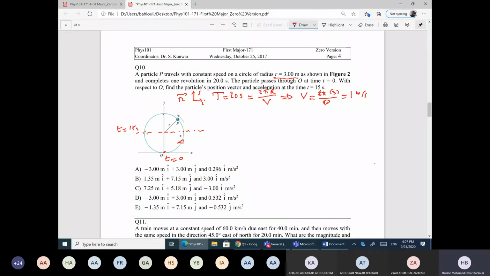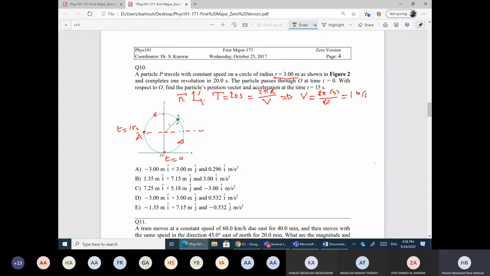Of course, I am taking the direction of the motion as counterclockwise. They didn't mention it, but I have to use one direction. Okay, so it moves from O to point A, the point A I hinted at just now in the picture. It moves from t equal to zero at O, counterclockwise, until it reaches A at t equal to 15 seconds. We see clearly now the position of the particle.